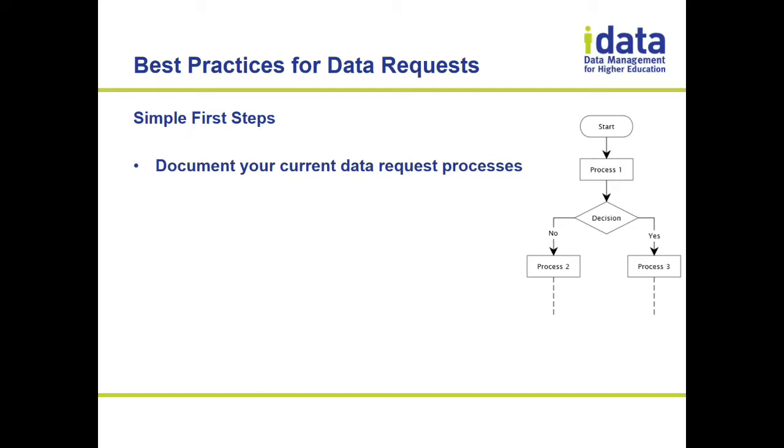So how are people requesting data? Who is requesting data? Where is it coming from? What types of requests are coming in? Where are they going? Take the time to write it down right now, and then you can think about where you're going to go with it after that, understanding that current point. Don't get perfectionist about it, but document your current process.